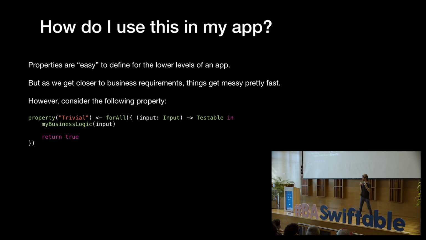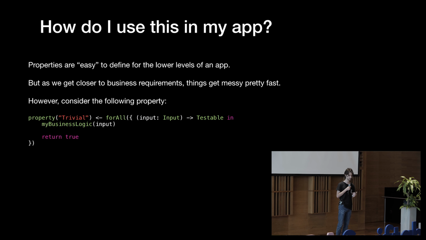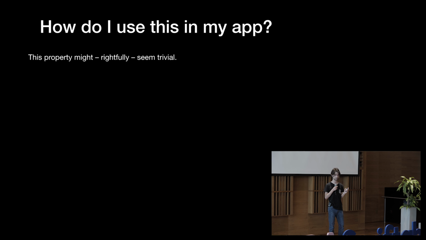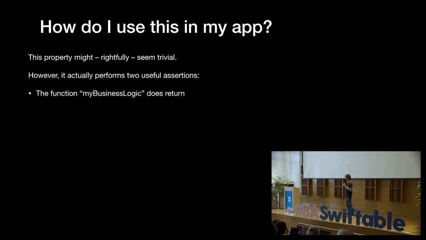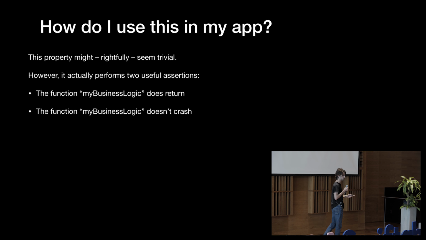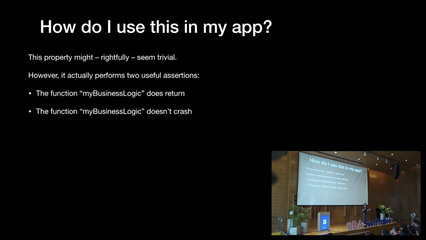However, you could consider a property that is extremely easy, extremely trivial: you have a random input, you just run your business logic, and you return true. So this might seem rightfully very trivial, but actually it performs two very powerful assertions, because it's going to check that the function myBusinessLogic does return, meaning there is no infinite loop or Stack Overflow, and it's going to check also that this function doesn't crash. And actually, these are true properties that we want to have in our production app. We want our app in production to not halt and not crash.